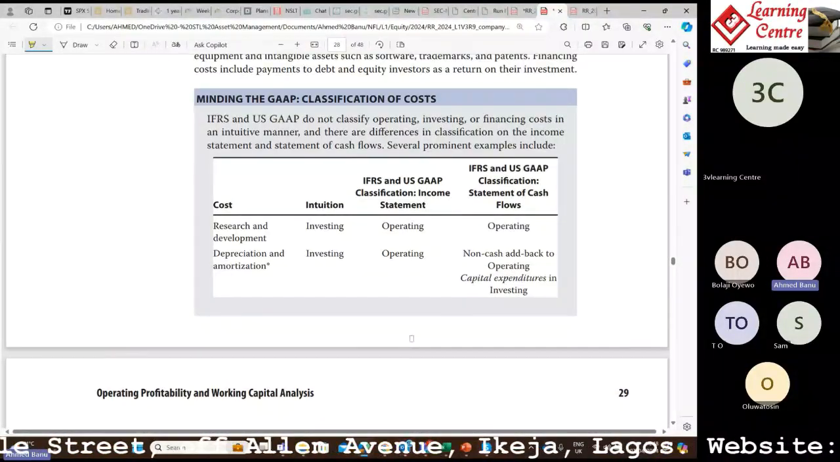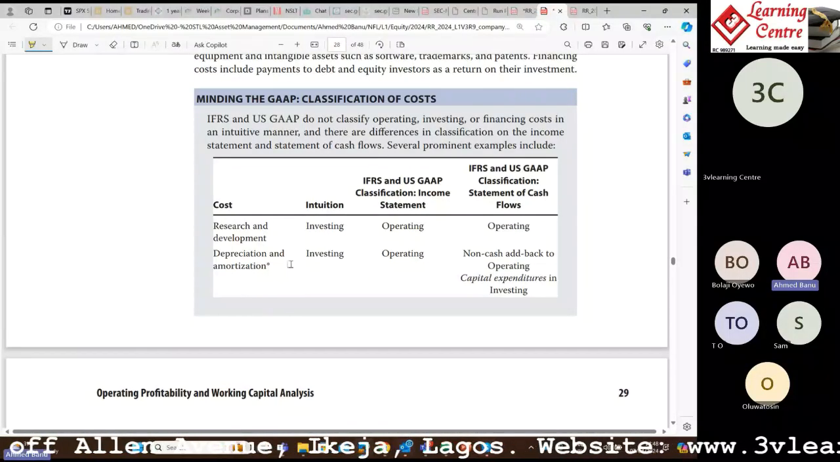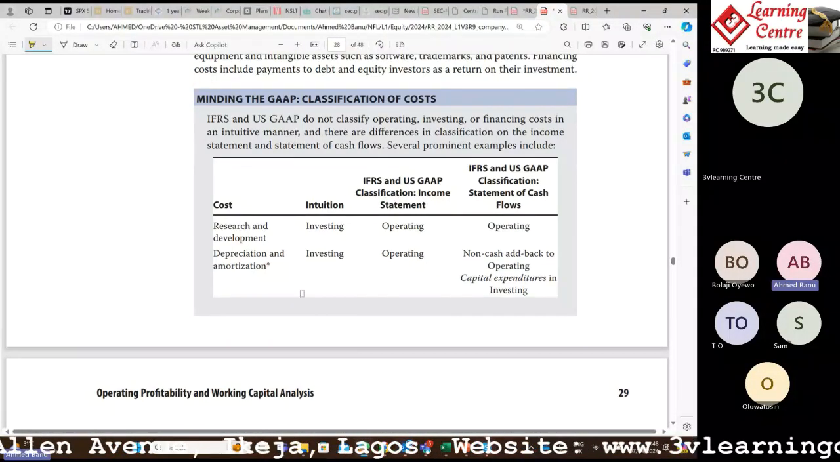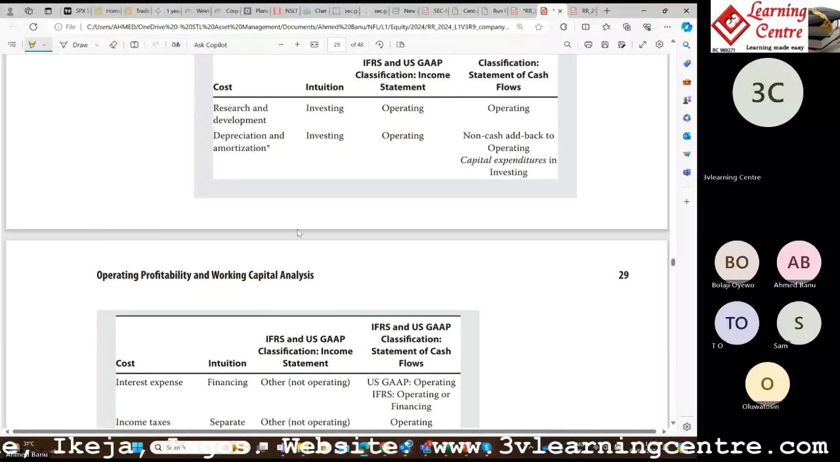So if you can see, research and development is investing. The depreciation is actually also investing. Well, anyway, let's move on.